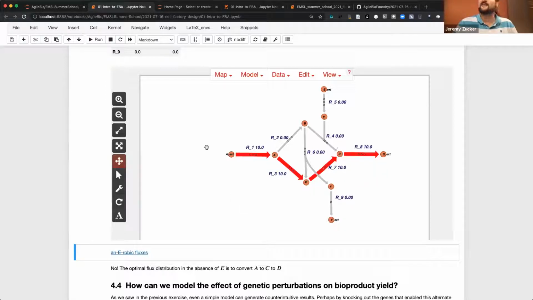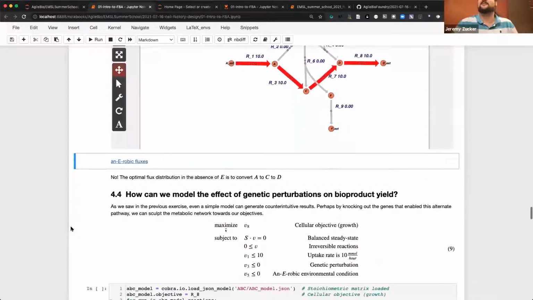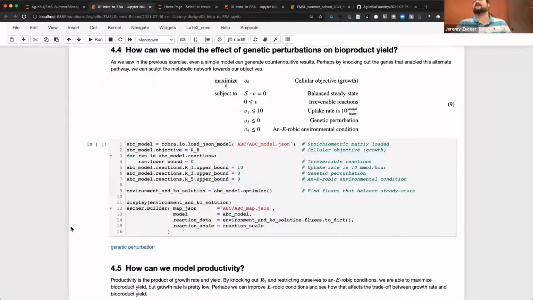So Becky was correct in that it will grow slower because the optimal growth rate was 20 before, now it's only 10, but it will not produce more bioproduct. It actually found a way to produce growth without having to produce any bioproduct at all. So this is a non-growth coupled solution, right? So the optimal distribution in the absence of E is to convert A to C to D. Okay, so as we saw in the previous exercise, even a simple model can generate counterintuitive results. Perhaps by knocking out the genes that enable this alternate pathway, we can sculpt the metabolic network towards our objectives.